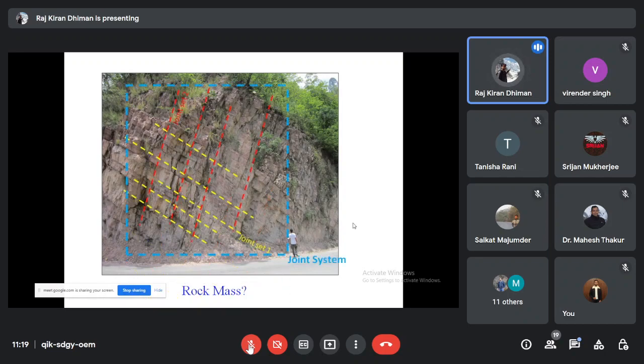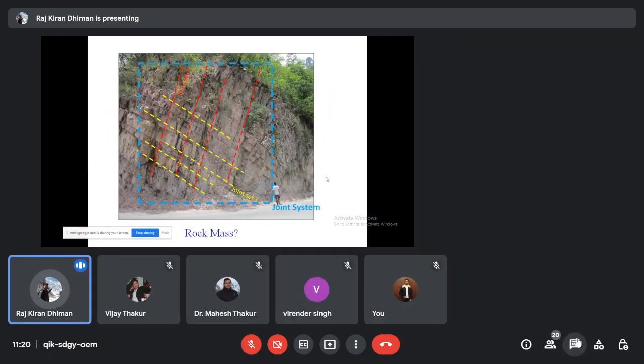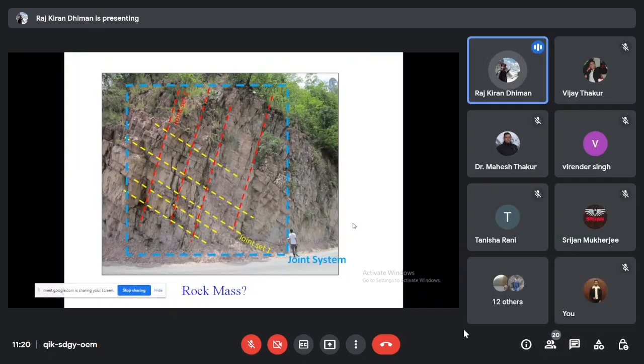See, if you can see, there are joints present in it. I have marked with the yellow line. Let's say this is joint set 1, and the red mark is joint set 2. I have roughly marked it. So there is a proper joint system present here. Like the definition says, if a rock is intersected by discontinuities, that is a rock mass. So in the outcrop scale we can say this is a rock mass, and we can apply the rock mass classification system to this outcrop.